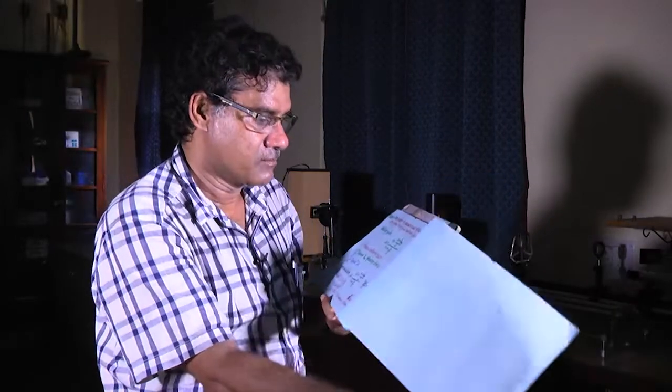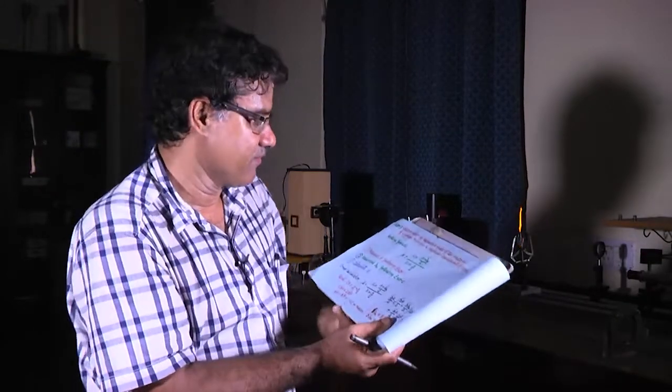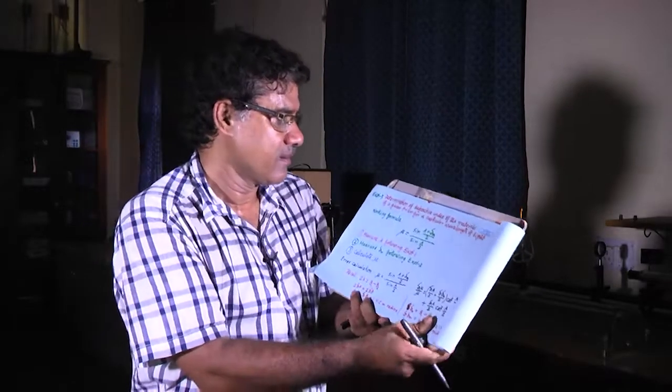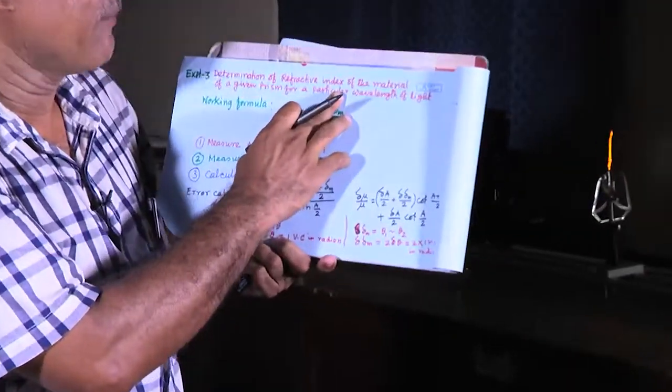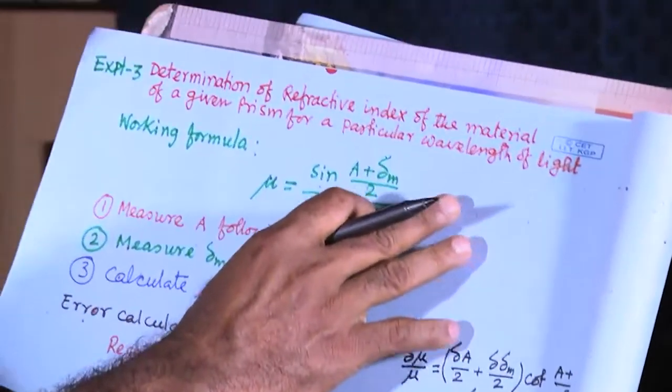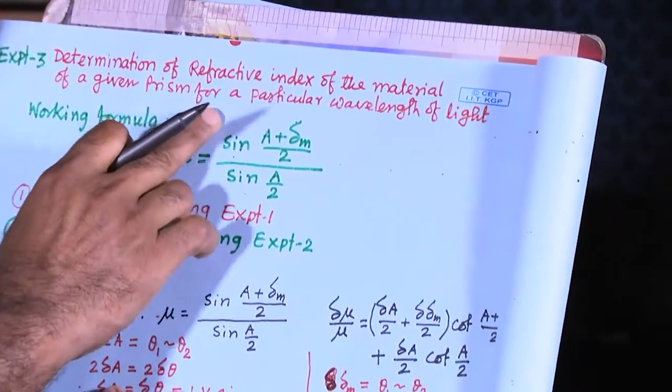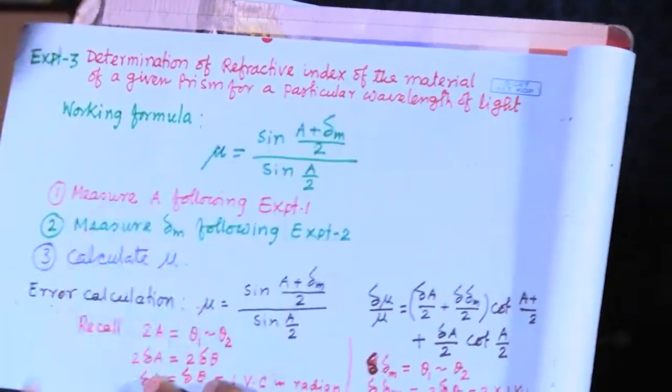So now the third experiment: determination of the refractive index of the material of a given prism for a particular wavelength of light.